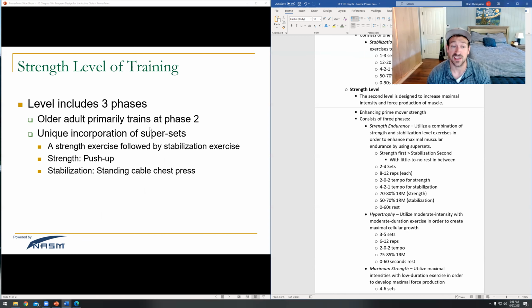So we do see 3 phases here. Again, primarily older adults will stay in phase 2. But today we're going to go through all of them. So when we talk about phase 2, and this is where the PowerPoint really was only doing phase 2 here.